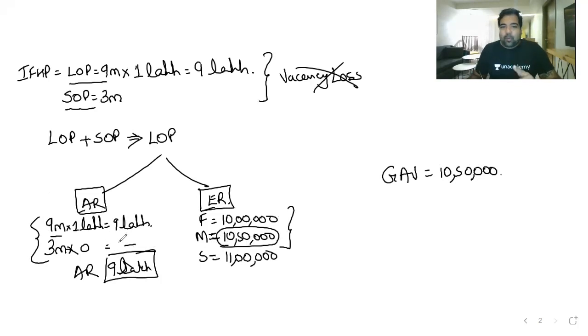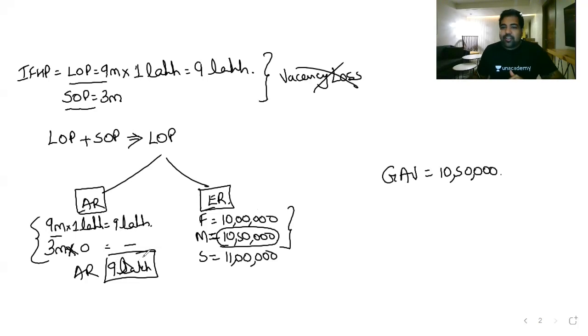Just by the way, what have we done here? First, I have told you that LOP plus SOP is equal to LOP. This is not a vacancy loss because someone is occupying it. It's not vacant completely. And in this calculation, you're comparing your AR and ER, so both have to be taken for 12 months. The time that you occupied yourself has to be multiplied by 0. So this is also 12 months, this is also 12 months.